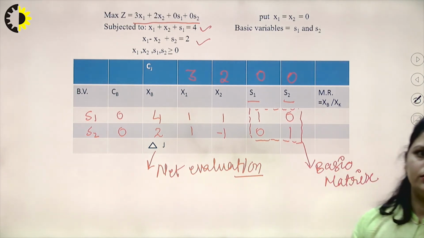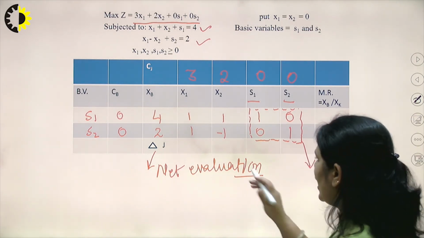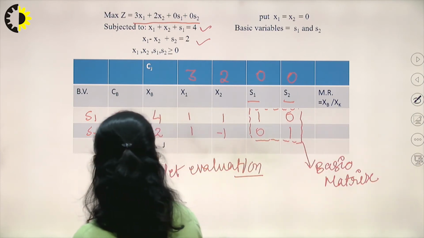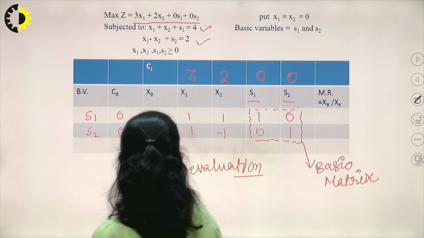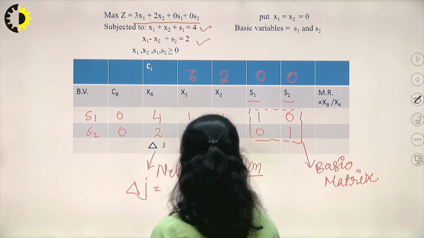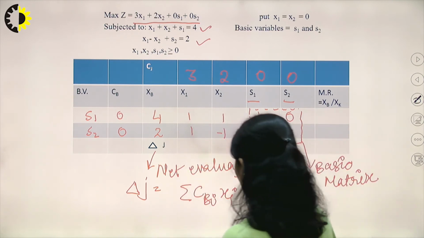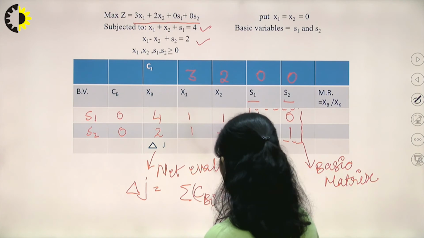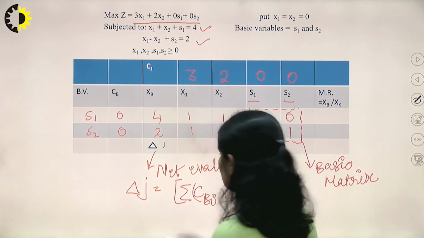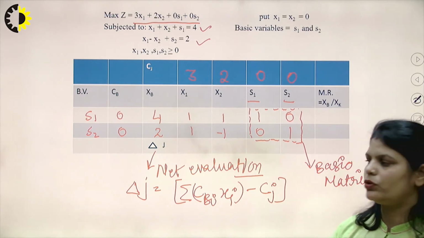Clear? Delta Z is indicating the net evaluation, and we can find out the value of delta J. We can write down the formula for delta J is equal to sigma CBi xij minus Cj. This is the formula that we can use for calculating the net evaluation.